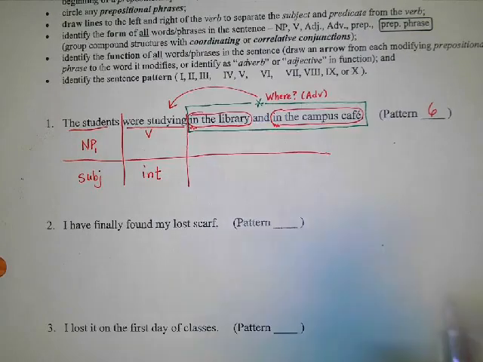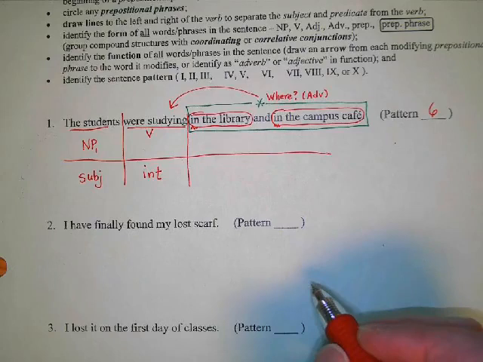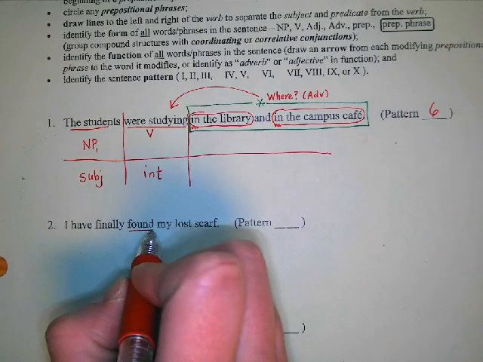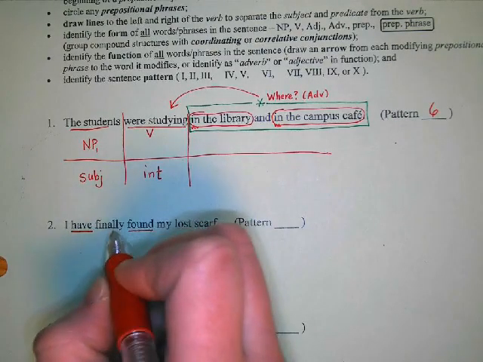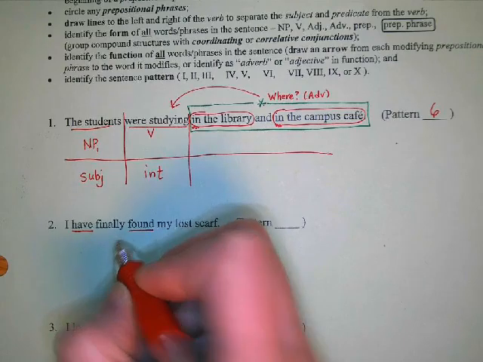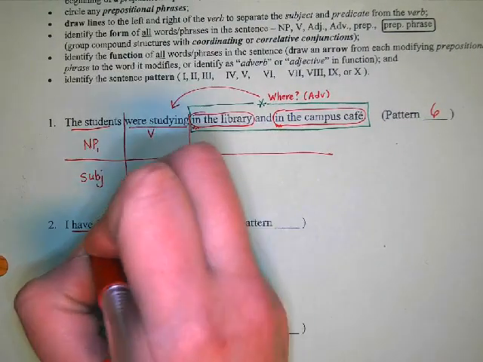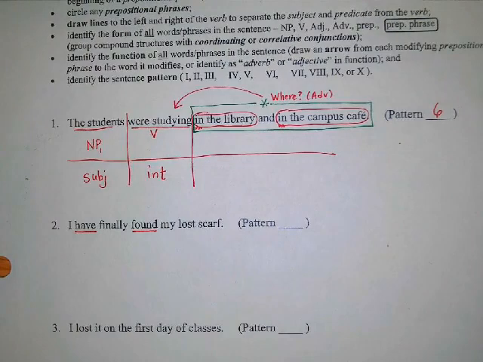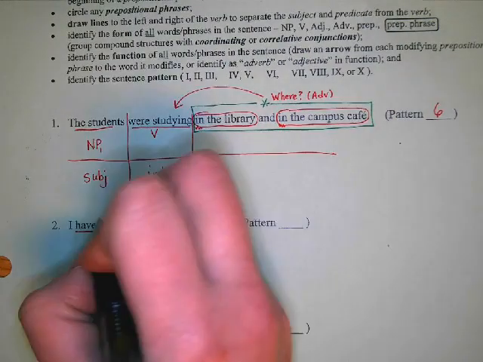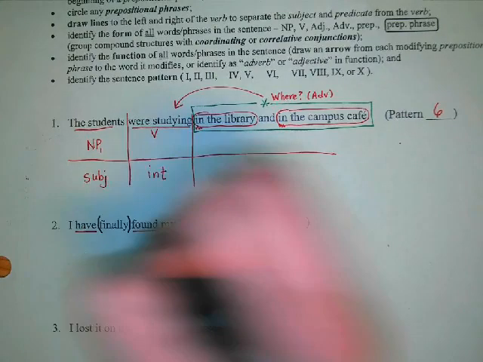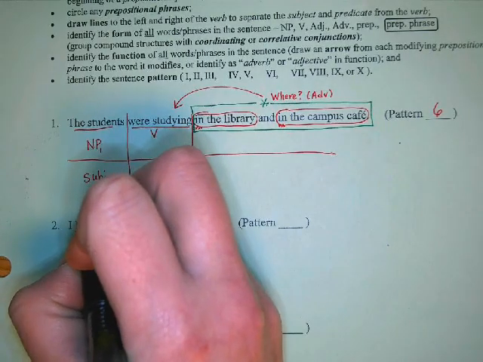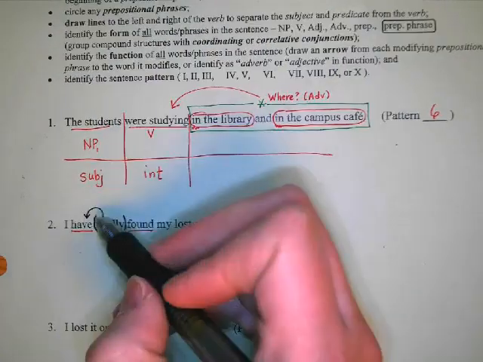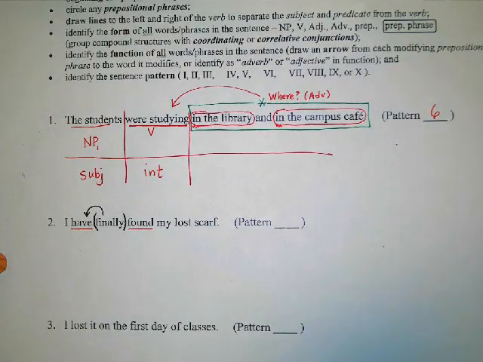All right, so number 2. I have finally found my lost scarf. So this is a little strange, because if you look for your verb, you say, okay, it's found, but you have a have over here, and you've got this adverb, basically, right? When did you find it? Finally, okay? So this little adverb is sort of in between, it's interrupting your subject and your verb. So when you have an interrupting adverb, you're going to put parentheses around it. So that's what we were saving the parentheses for. Put parentheses around it, just draw a little arrow so you can visually see that this adverb is actually modifying that verb that is kind of smashed in between there.